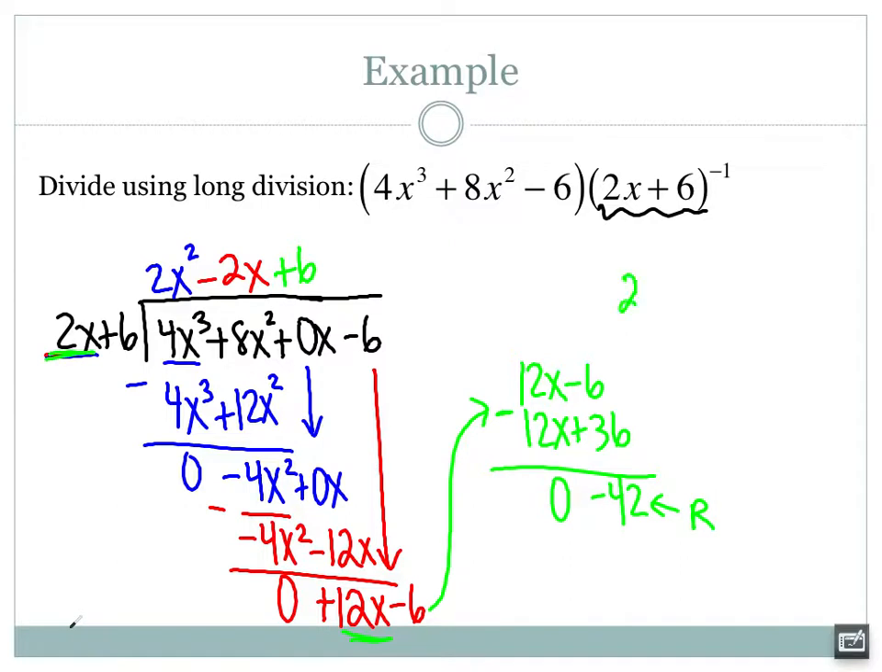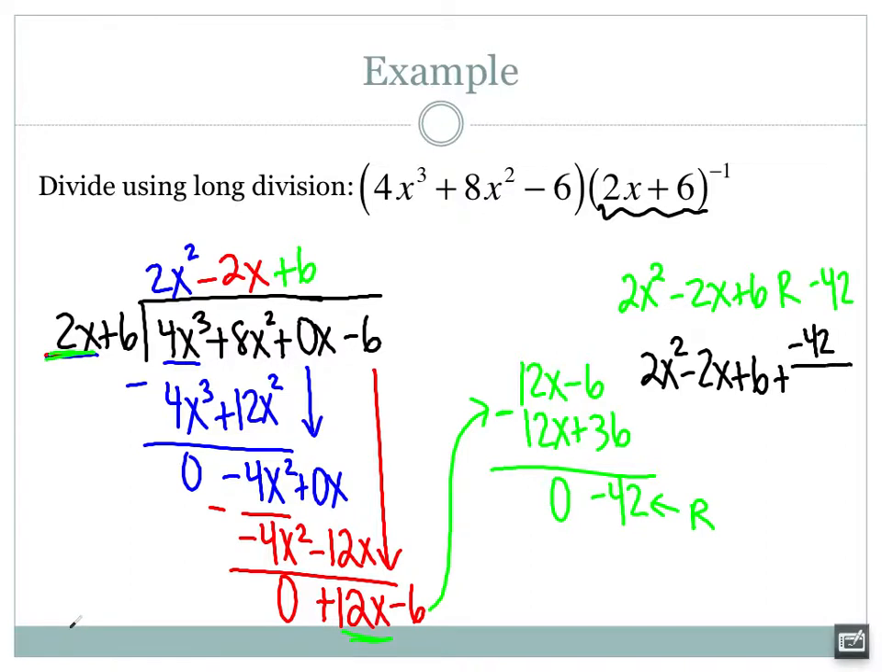So my answer is 2x squared, subtract 2x, add 6, with a remainder of negative 42. Remember, we don't generally write it like that. Instead, I'm going to write 2x squared, subtract 2x, add 6. My remainder is negative 42 when I was dividing by 2x, add 6. So that's my final answer.